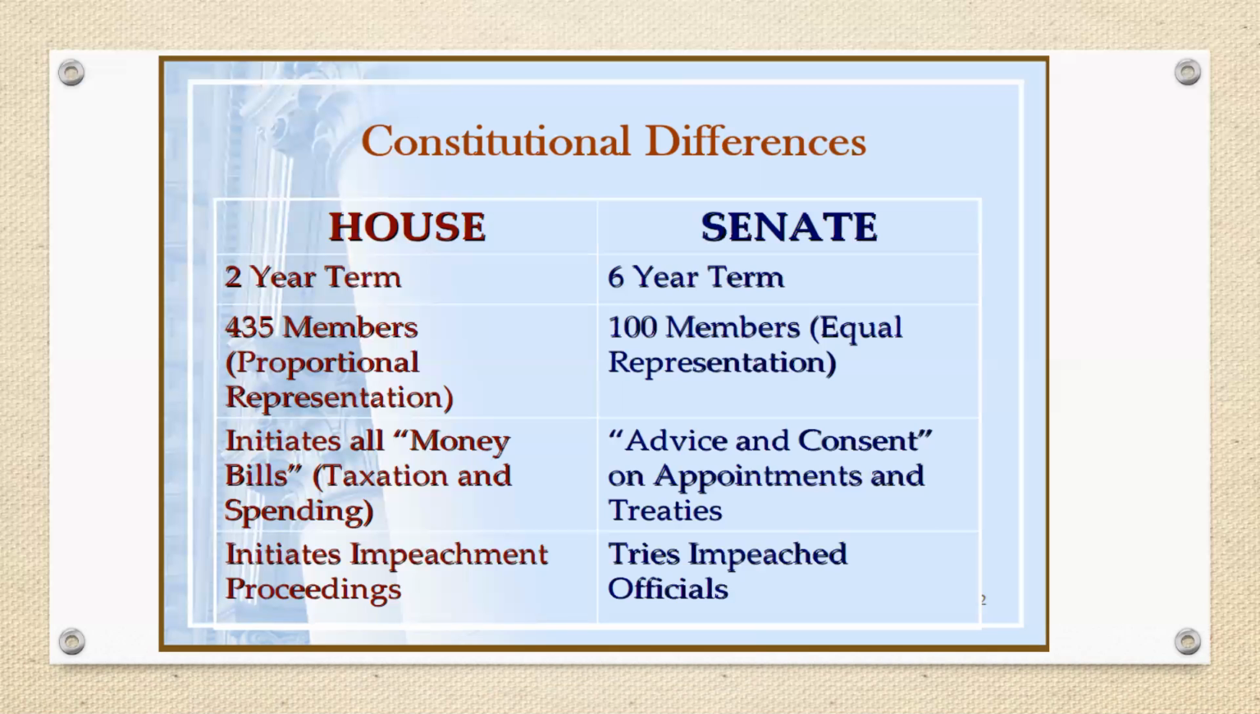Okay, now the House, as I said before, initiates all money bills. So if you're going to spend or you're going to tax, it has to start in the House. Because again, proportional representation, they are based upon the population voting them in. So they're directly responsible to the people. Whereas the Senate has more of an advice and consent role on appointments and treaties. So instead of handling the money, they're the ones handling the power brokers.